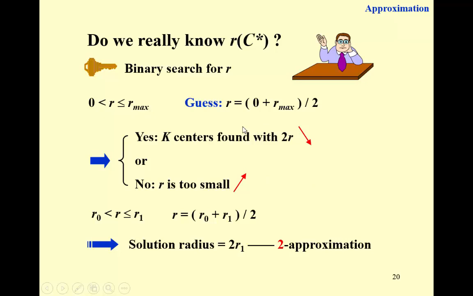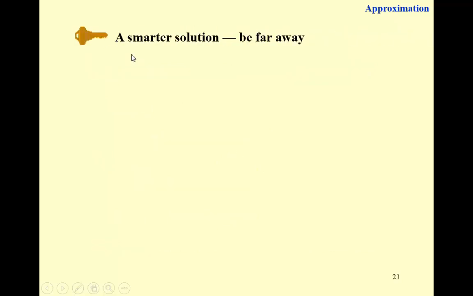Well, notice that when we take this initial guess of the radius, we're actually thinking about placing a center at the middle position, which is likely to be bad, right? Can we be smarter than that? So here is a smarter solution. Let's try to be far away, since we certainly don't want the disks to overlap too much. It's quite straightforward thinking to place the next center as far away as possible, right?